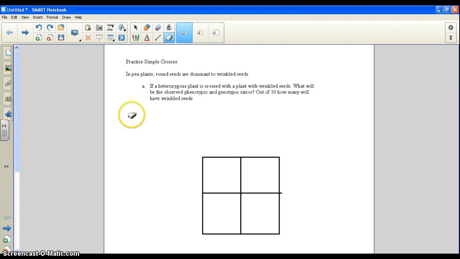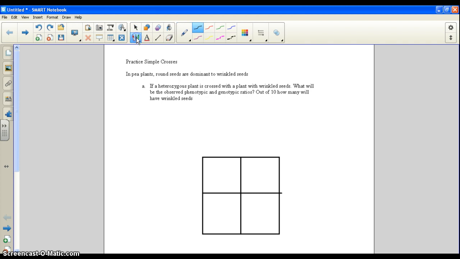So if we take a look at the document, it says in pea plants, round seeds are dominant to wrinkled seeds. If a heterozygous plant is crossed with a plant with wrinkled seeds, what will be the observed phenotypic and genotypic ratios? Out of 10, how many will have wrinkled seeds?